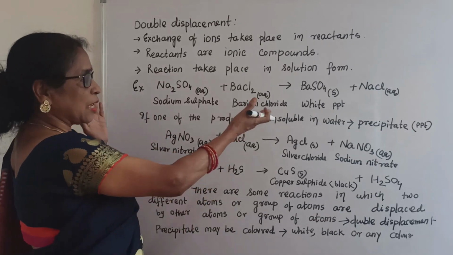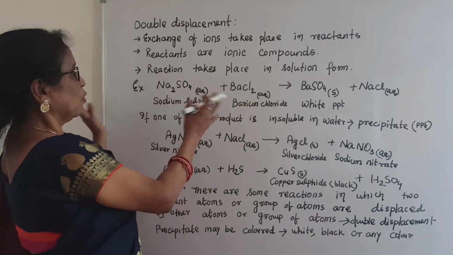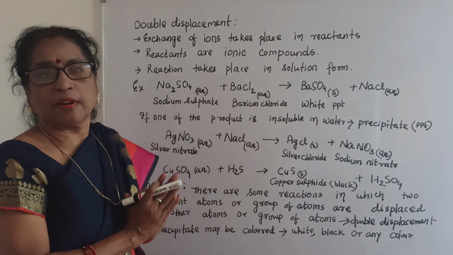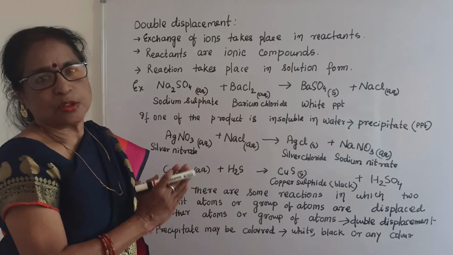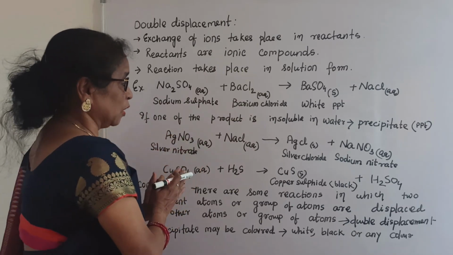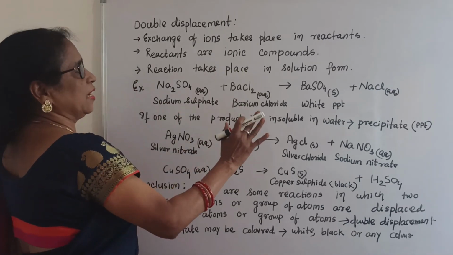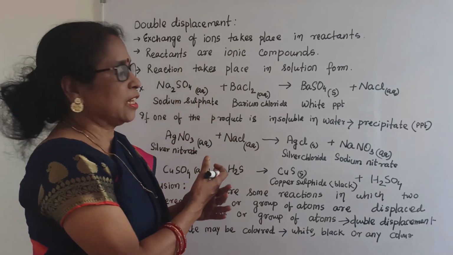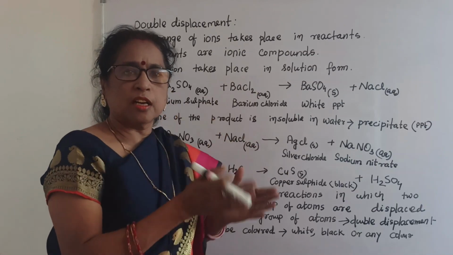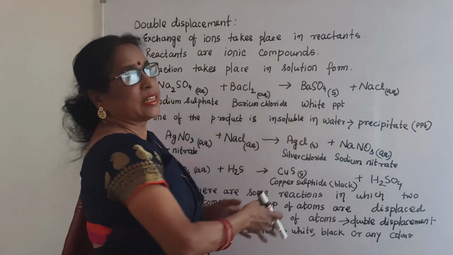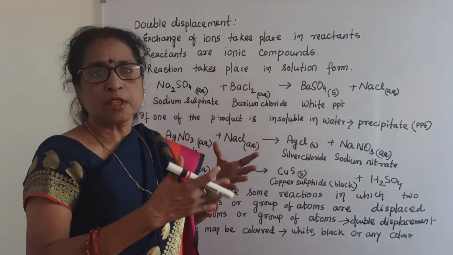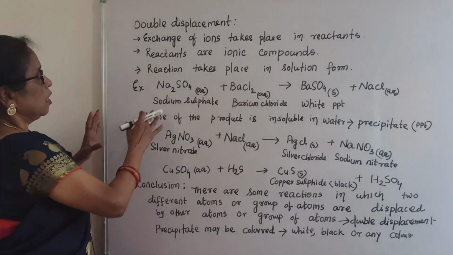So it is one type of magic that when both colorless solutions mix, it gives a milk-type white product. So it is only if you want to show magic, but leave it, come to chemistry. What happened? Sodium sulfate is a colorless solution, barium chloride is a colorless solution. When both combine, it gives a white precipitate. What is that white precipitate? That is barium sulfate.